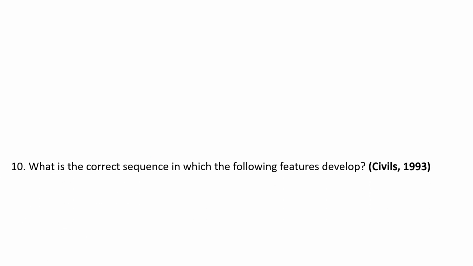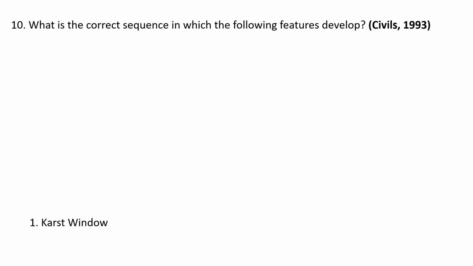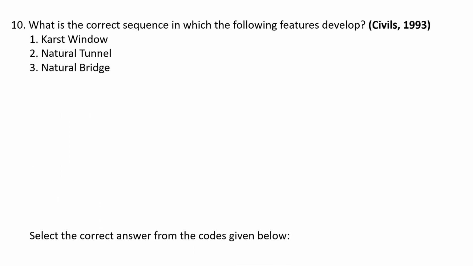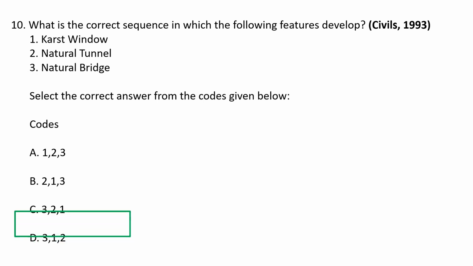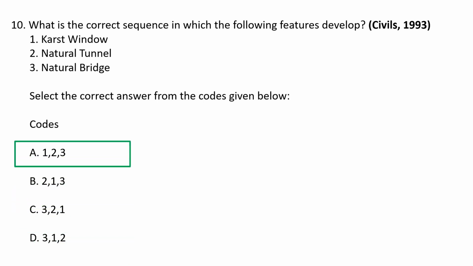Next question. What is the correct sequence in which the following features develop? 1. Karst window. 2. Natural tunnel. 3. Natural bridge. Select the correct answer from the codes. So the codes or choices are A 1 2 3, B 2 1 3, C 3 2 1, D 3 1 2. So the correct sequence is first karst window is formed, next is natural tunnel, and after that natural bridge is formed. So A is the correct answer.